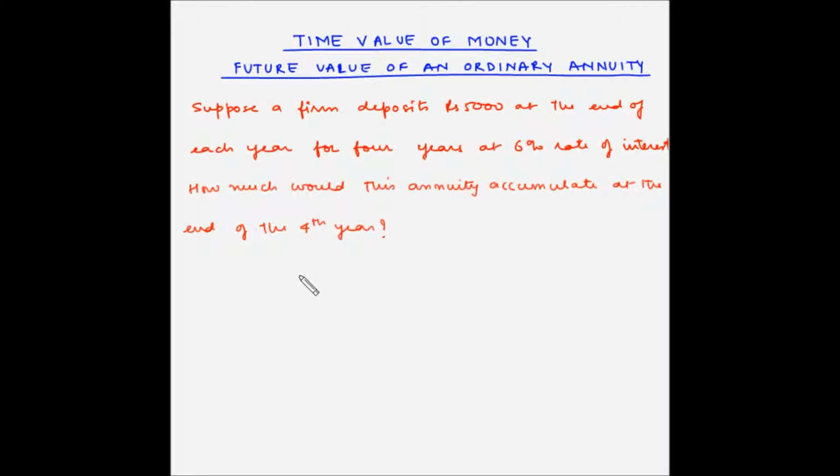So let us first represent this example on a time scale. We have the total period as 4 years: 0, 1, 2, 3, and 4. Now this firm is depositing rupees 5,000 at the end of each year, so this amount of money is going out of their pocket. We will represent this as a negative number.